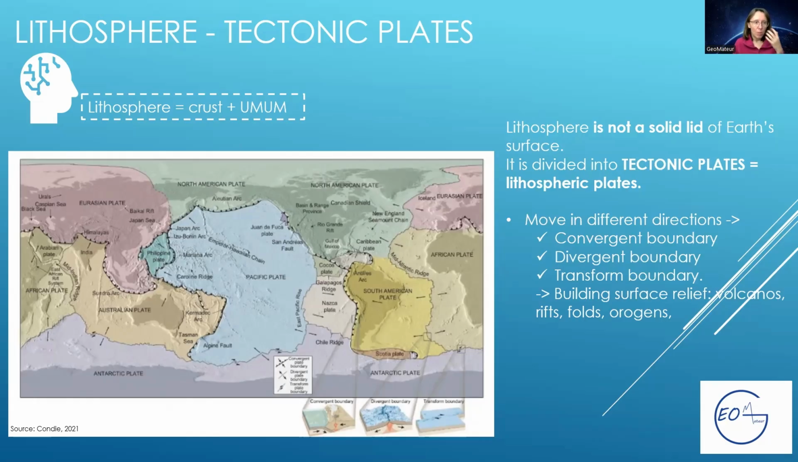And the movement builds surface relief. So we have volcanoes, we have rifts, faults, orogens, etc. The movement is also a source of earthquakes. And the fact that the lithosphere is not a solid lid plays a role in the cooling system of the Earth. There is still heat extraction from the center of the Earth, from the interior of the Earth.